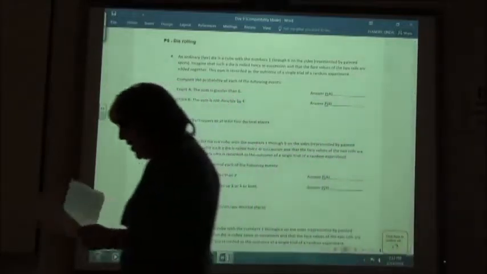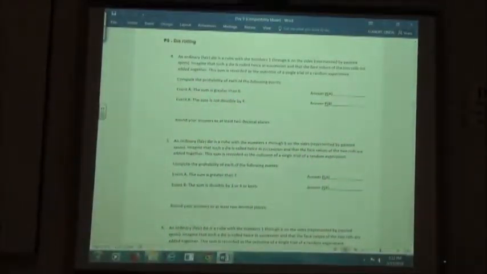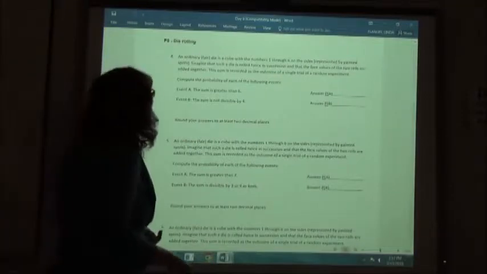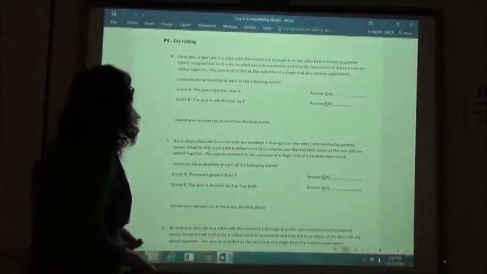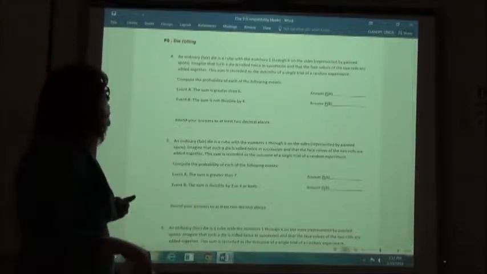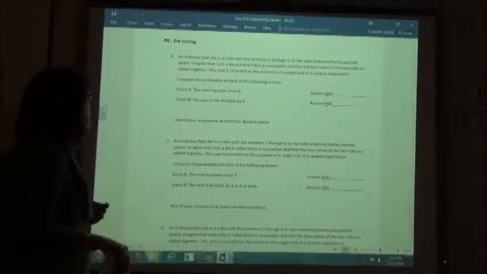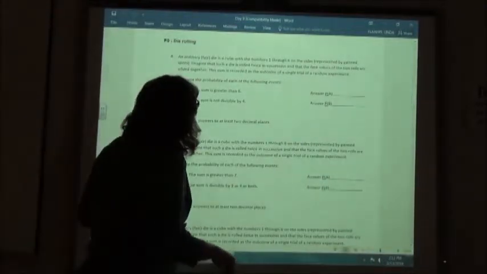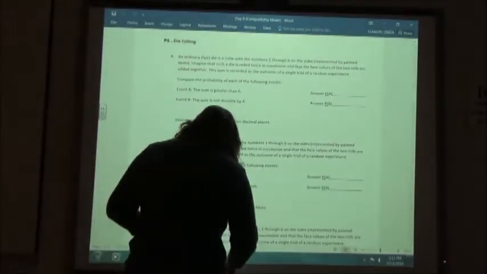All right. So now they weren't quite as nice. We are going to talk about rolling a die, and actually we're going to roll 2 of them. An ordinary fair die is a cube with numbers 1 through 6 on each of the sides. Imagine that such a die is rolled twice in succession. The face values of the 2 rolls are added together. The sum is recorded as an outcome of a single trial of a random experiment.